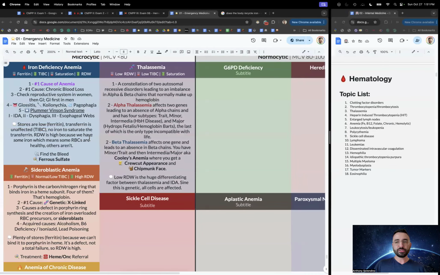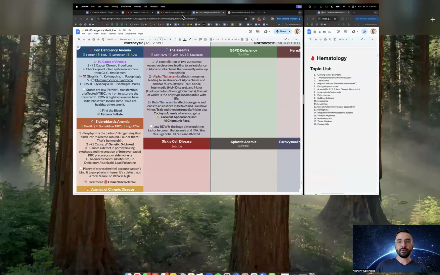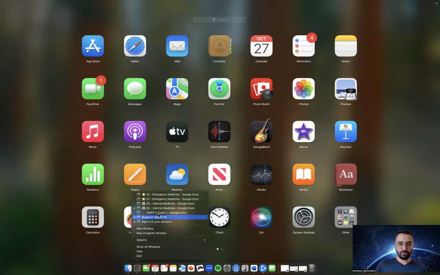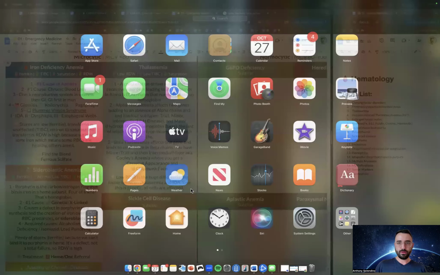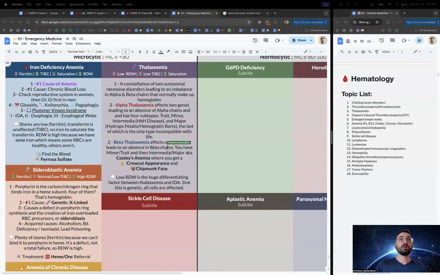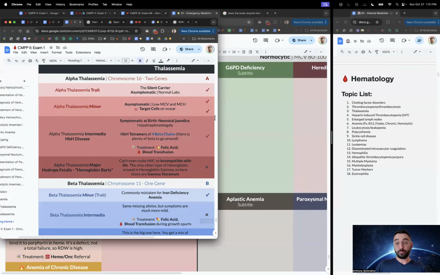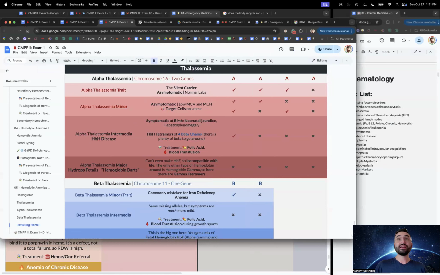When we talk about, where's thalassemia? Over here. Very proud of this graph. Am I still sharing correctly? Yeah. Okay. So this is thalassemia.